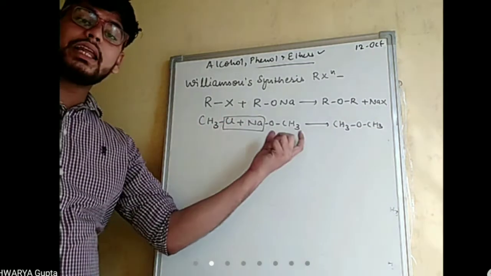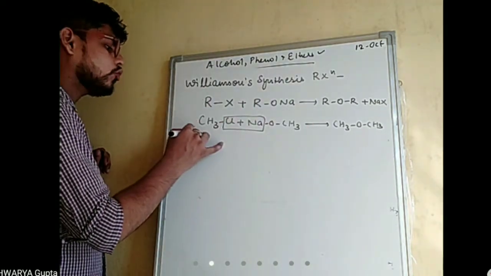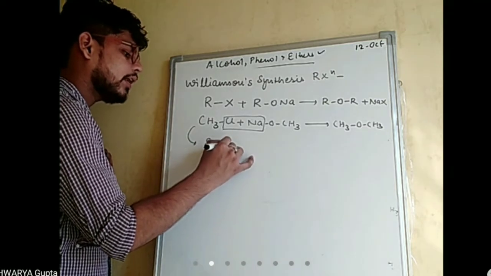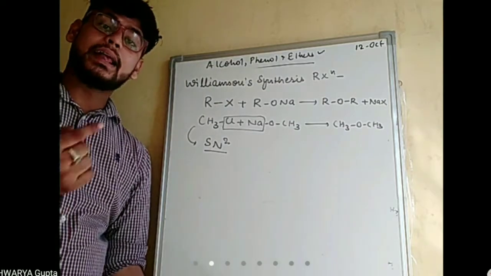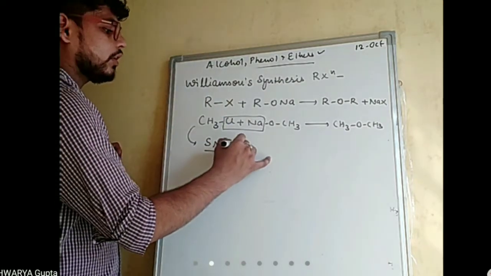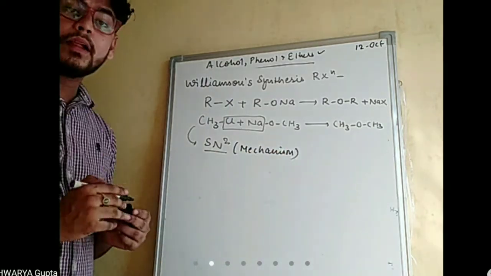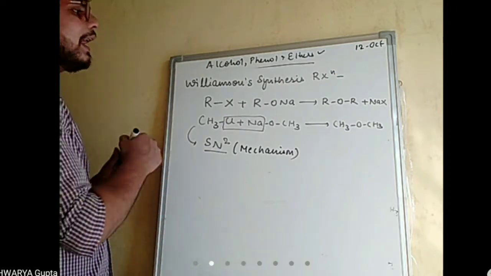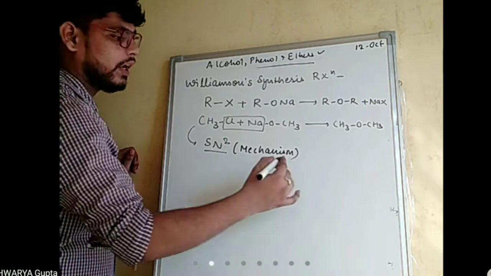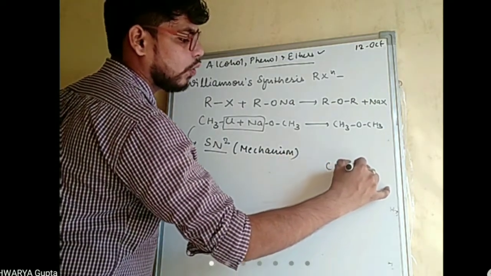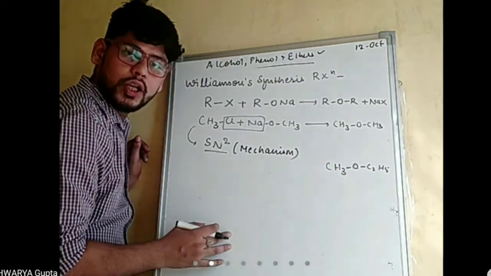Okay, and this Williamson synthesis also proceeds under the SN2 mechanism. Here both the groups were the same, but what if we want to form CH3OC2H5?